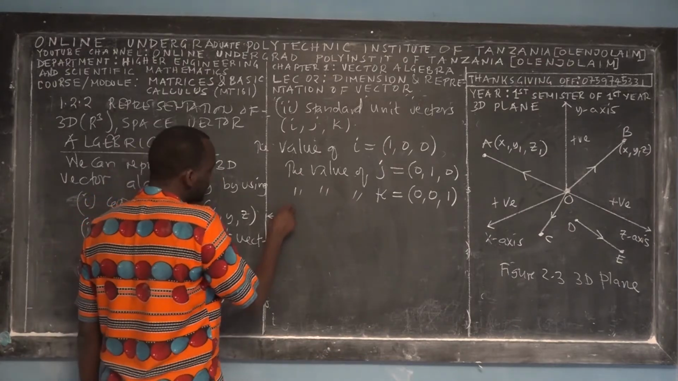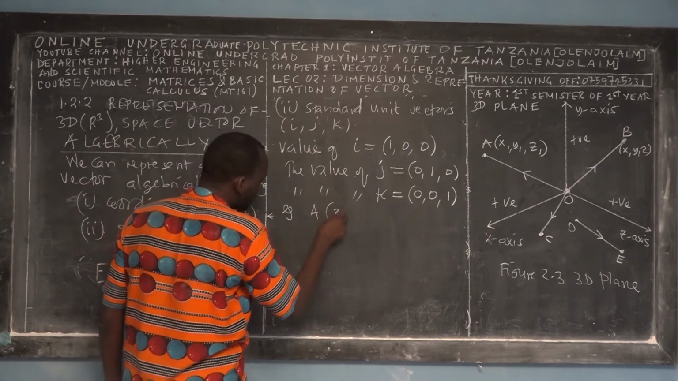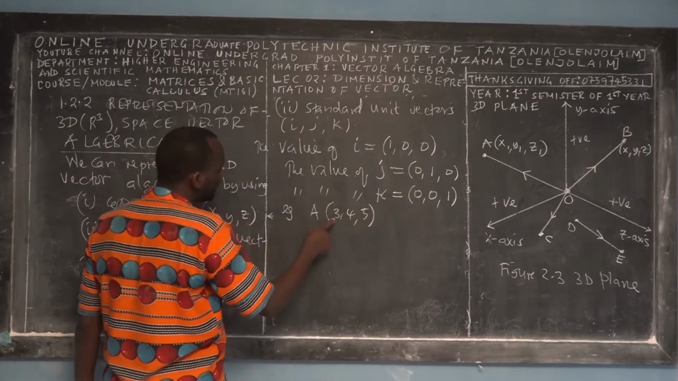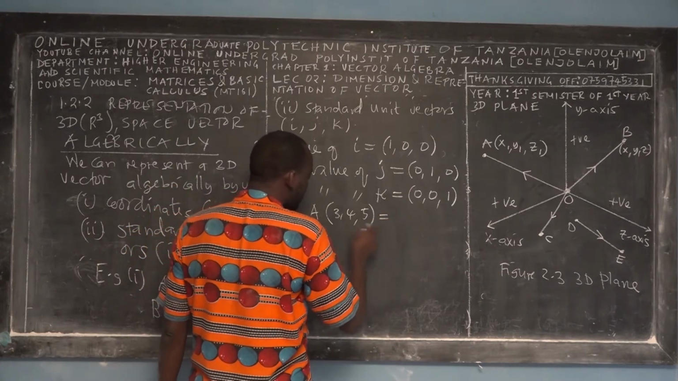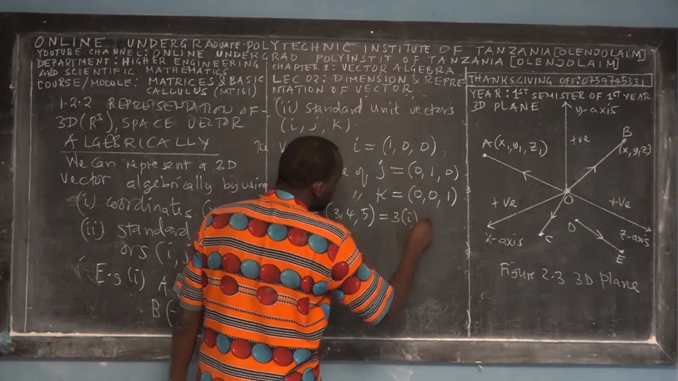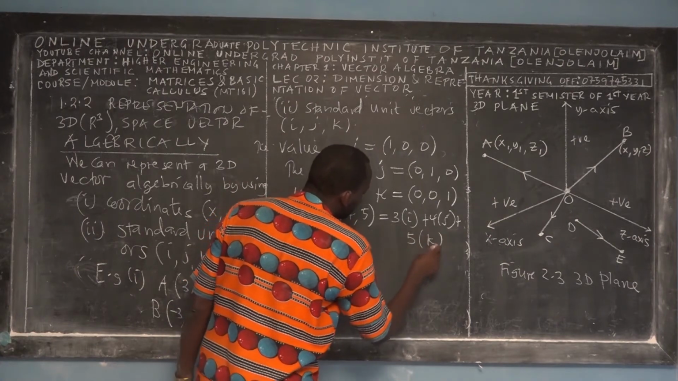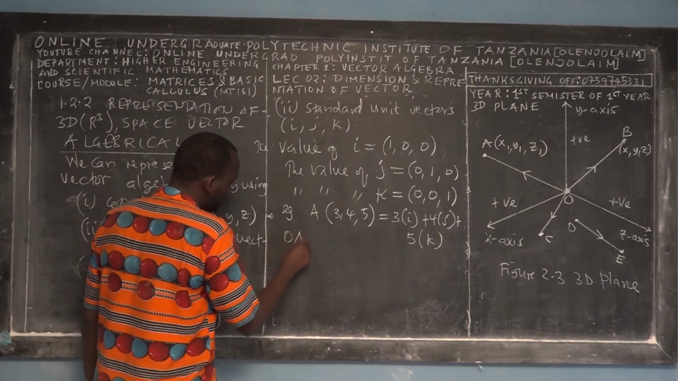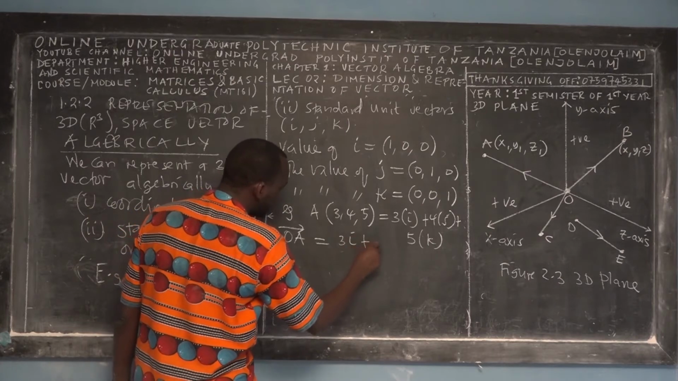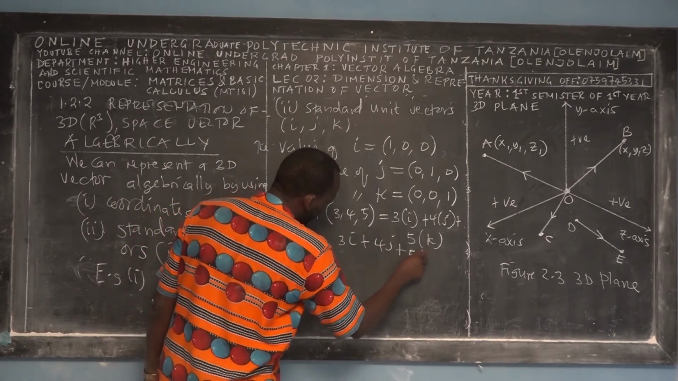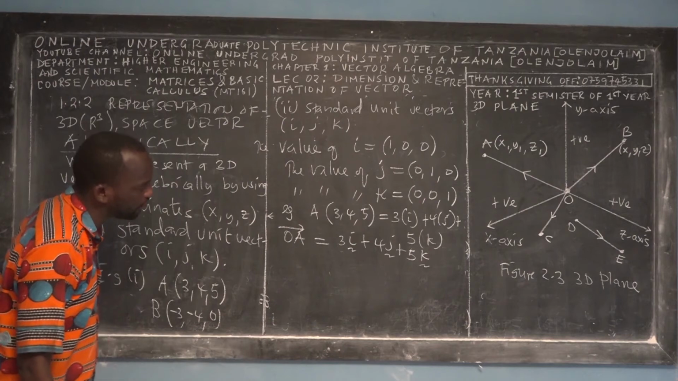So for instance, if you want to represent vector A, which initially was (3, 4, 5), the arrangement is x coordinate, y coordinate, z coordinate. So this can be represented as 3 times i plus 4 times j plus 5 times k. Simply, vector OA, if it's a positional vector, which in this case it is, is equal to 3i plus 4j plus 5k. In some books, we use bold i, j, k, or you can use wavy lines.